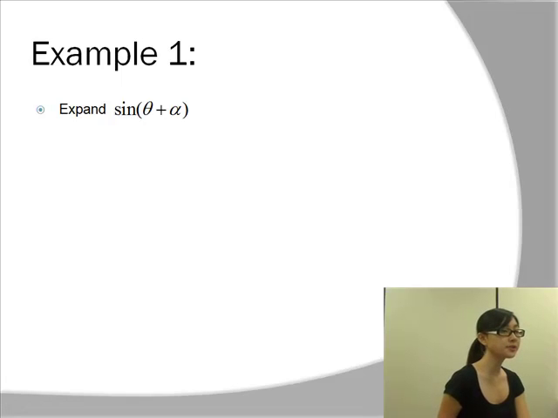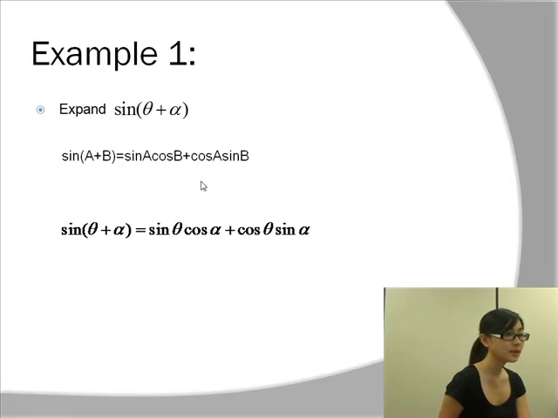Let's take a look at example 1 from your learning resources. Expand sine of theta plus alpha. We have to refer back to our compound angle formula. The formula states sine of A plus B equals sine A times cos B plus cos A times sine B. So in this case, A would be theta and B would be alpha. We simply replace them and we will get sine of theta plus alpha equals sine theta times cos alpha plus cos theta times sine alpha.